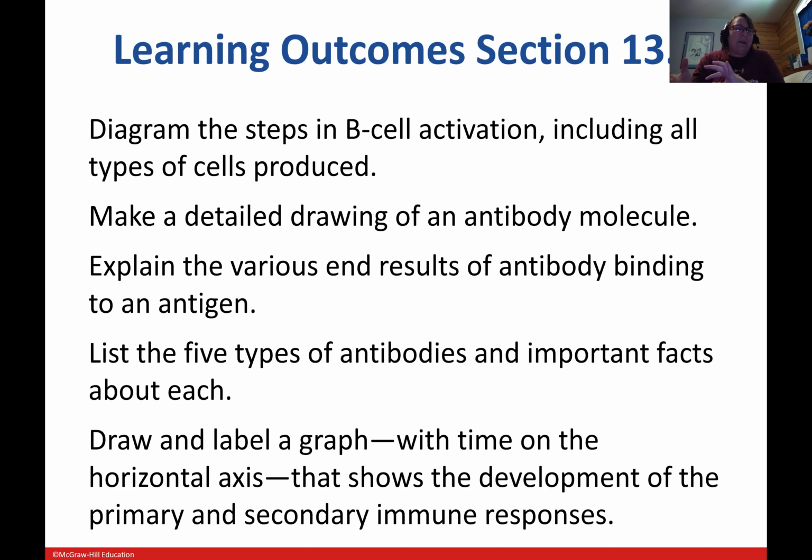So remember, we talked about how there's a process in the middle where the class of antibody switches, class switching. This is where we're going to talk about that. We're going to draw and label a graph with time on the horizontal axis and the response on the vertical axis that shows the development of primary and secondary immune responses, okay? So it's really important to understand the whole time sequence of an immune response.